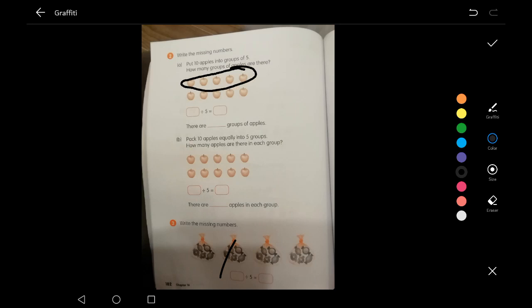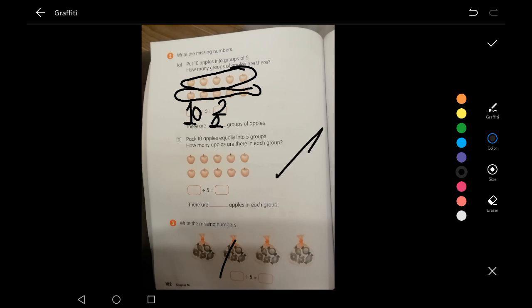Here's group 1. 1, 2, 3, 4, 5. Here's group 2. So how many groups did we get? Right, we get 2 groups. So we shared 10 apples. We divided 10 apples by 5 in each group. So how many groups did we get? We got 2 groups. So 10 divided by 5 equals 2. Or in other words, what's the number that I multiply by 5 and I get 10? It is 2.